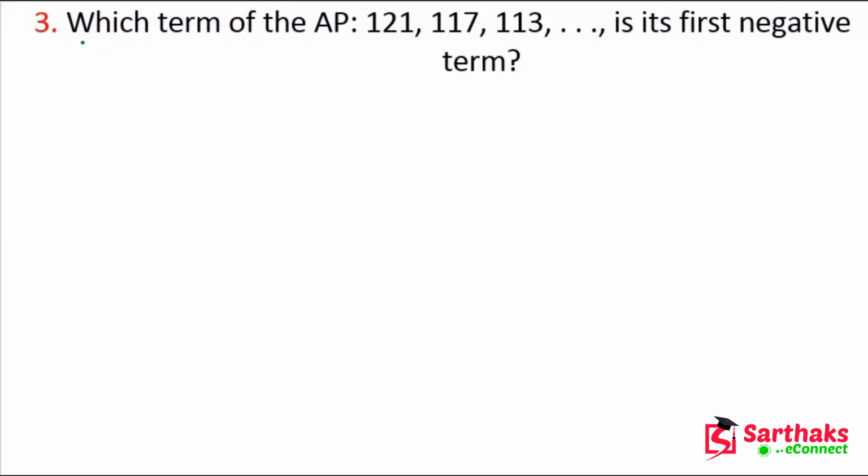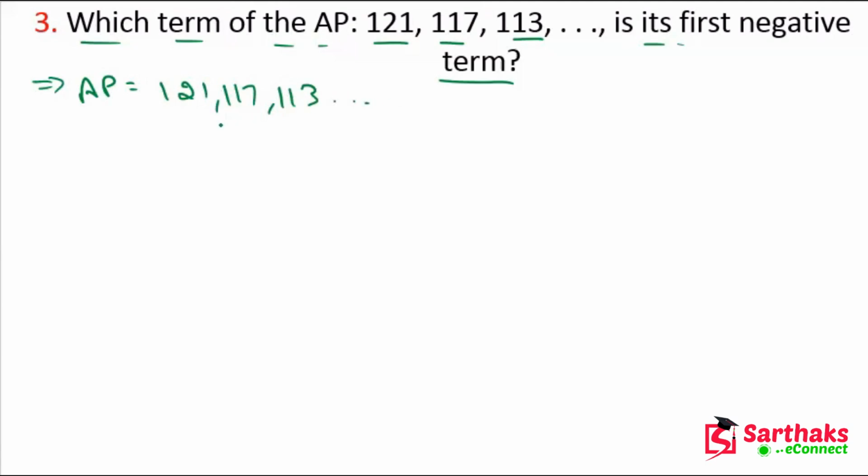Which term of the AP 121, 117, 113 is its first negative term? So we have an AP, 121, 117, 113 and so on. The first term is 121. We have d as 117 minus 121, we get minus 4. So first of all we have to find the value of n.